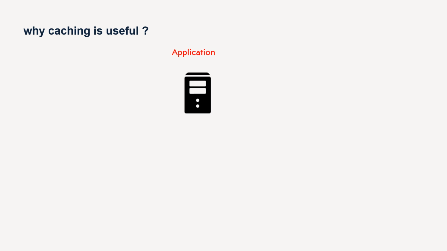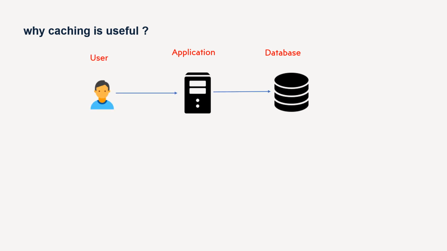Here we have an application, maybe an e-commerce application, where a user is trying to get the details of his order. For every order ID we receive from the user, the application checks the database and sends the details back to the user. But if the user tries to get the details multiple times, every time the application has to go to the DB and fetch it.